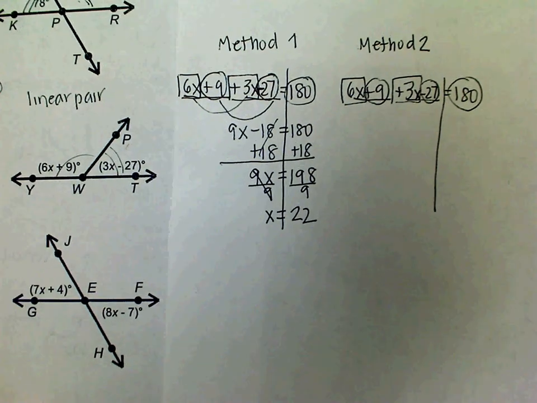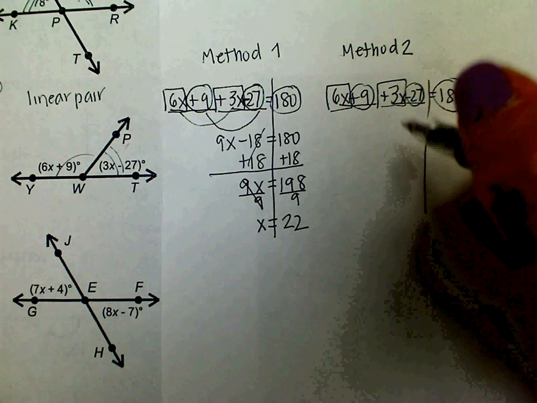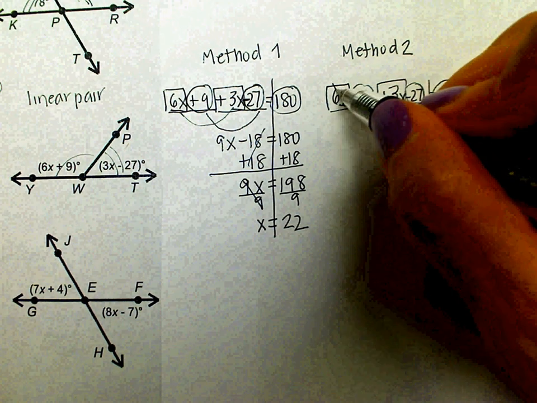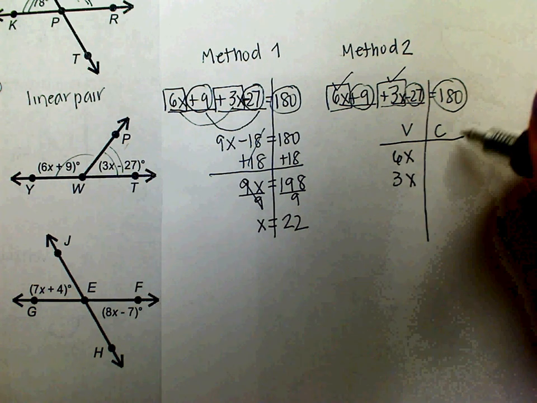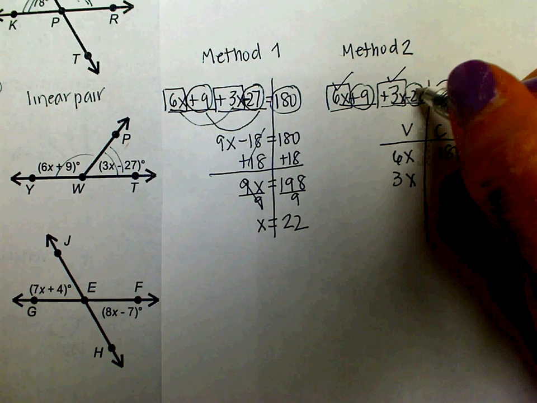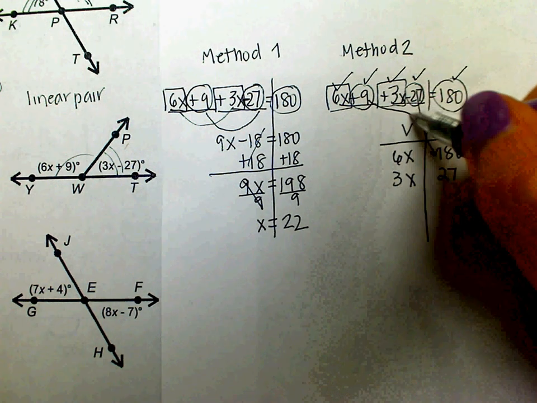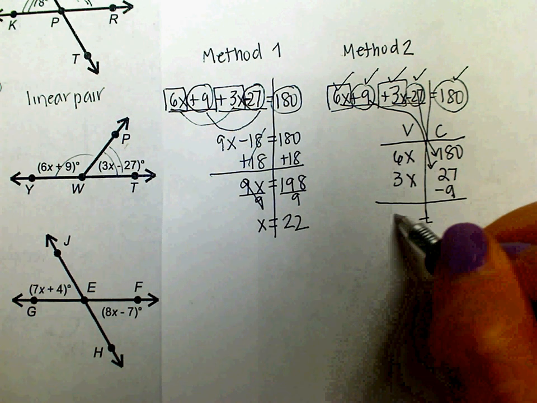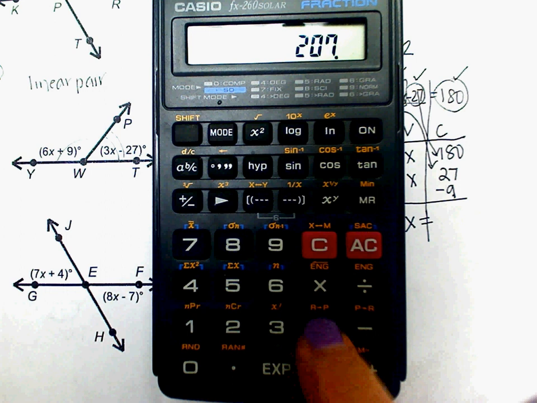Okay, so method 2. For those that prefer this method, you can do variable constant, okay? And the variables that are on this side, I have a 6x and a 3x. That's a 9x. And then we have a 180 on this side already. We're going to bring this negative 27, make it positive 27, and then positive 9 becomes negative 9. And you add them all up. So this is going to be 9x. Let's add the others. So 180 plus 27 plus 9 negative equals 198.